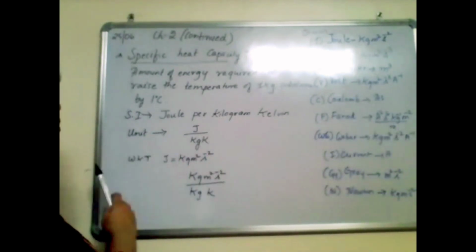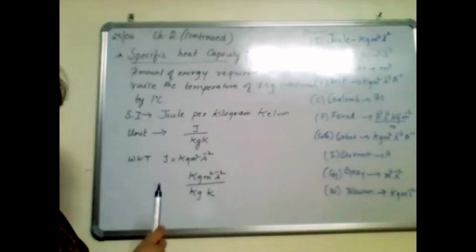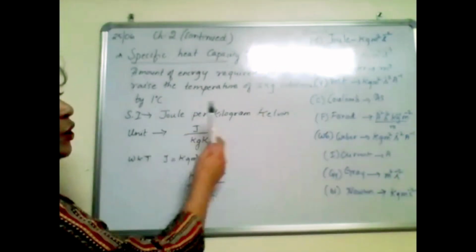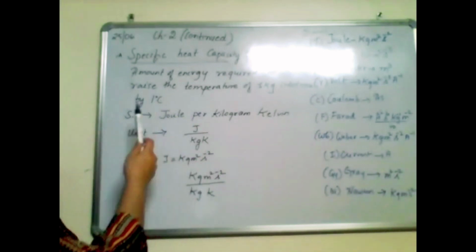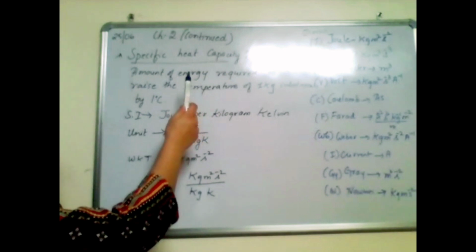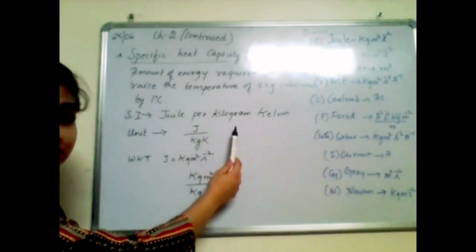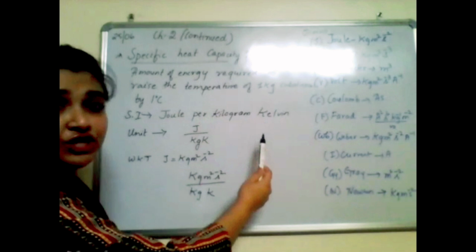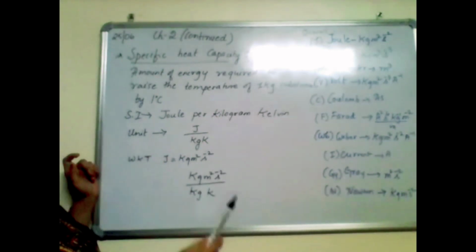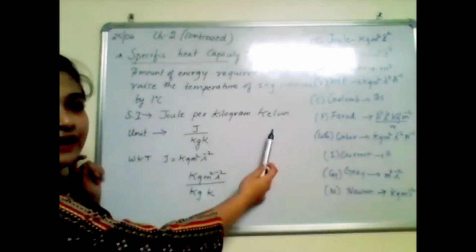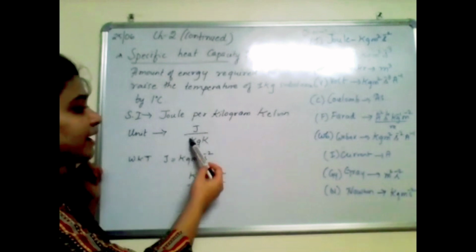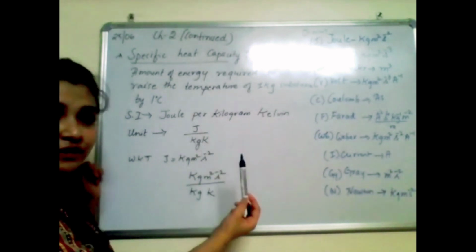Why joule? Because work is done to raise the temperature, right? Why kilogram? To raise the temperature of 1 kg. Why Kelvin? Because of 1 degree Celsius. So there is energy involved, work done, mass, and temperature. Therefore the SI unit is joule per kilogram Kelvin. Joule is represented by J, divided by kg, Kelvin.